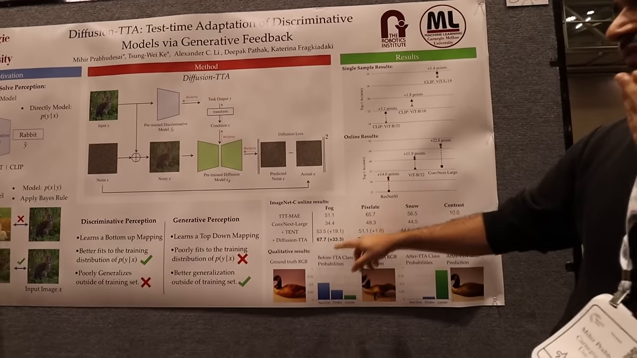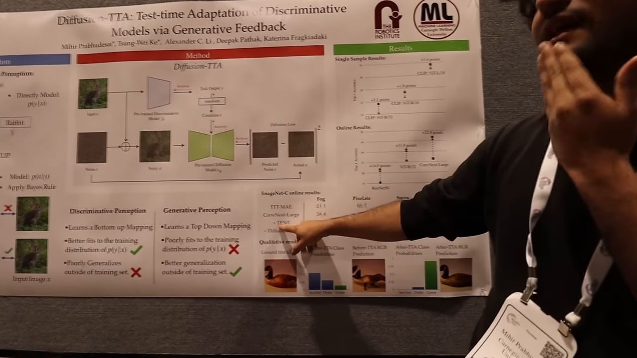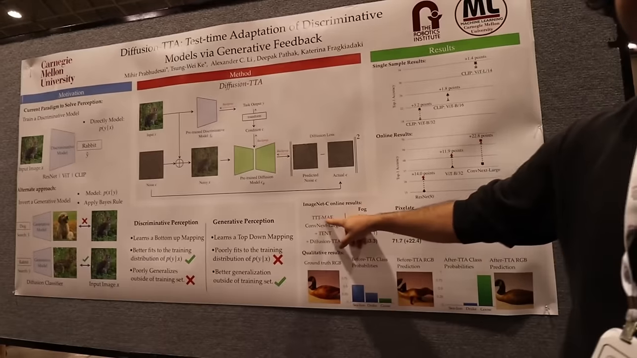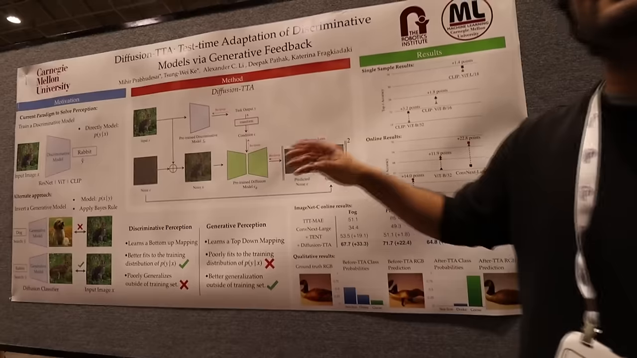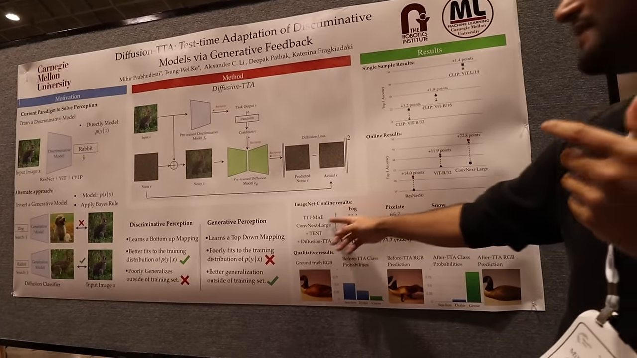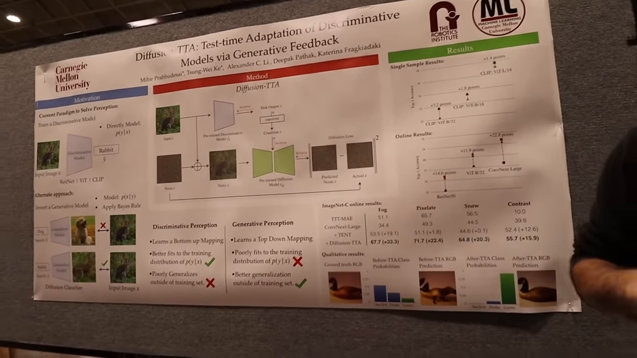And then on ImageNet-C, we can show that you can outperform these previous test time adaptation methods like TENT and TTT-MAE by a significant margin by just doing this new idea of adapting using a diffusion loss instead of using entropy or, let's say, in this case, a MAE-based loss.